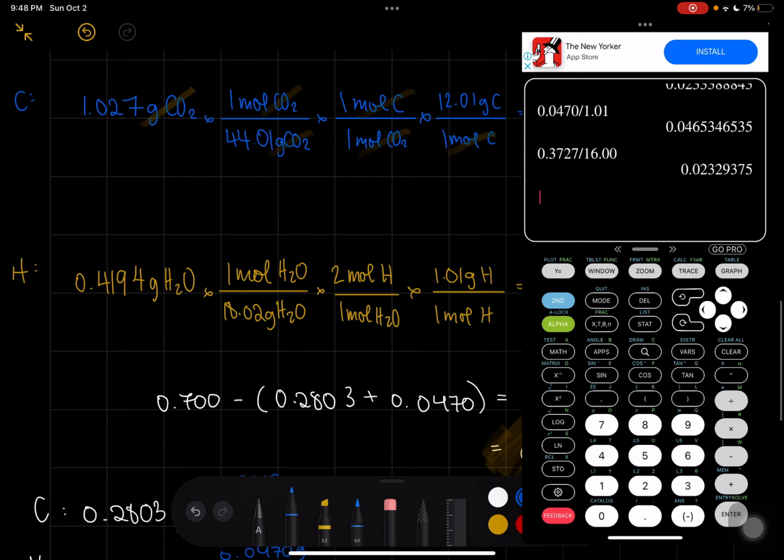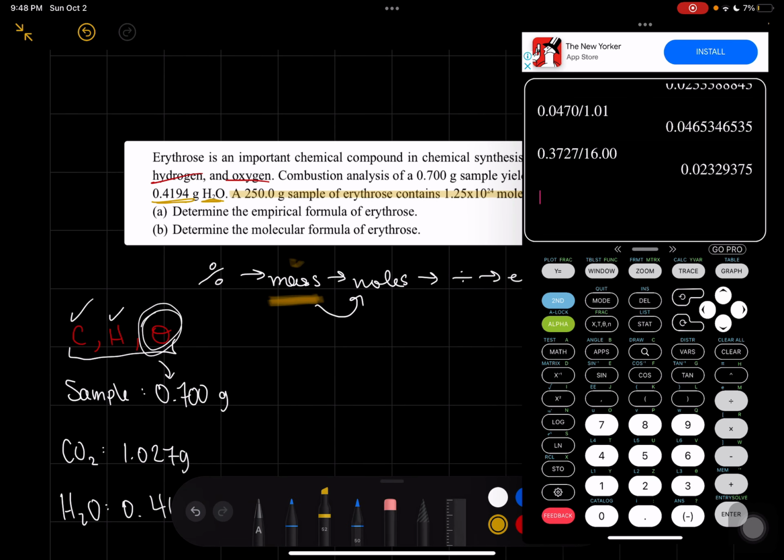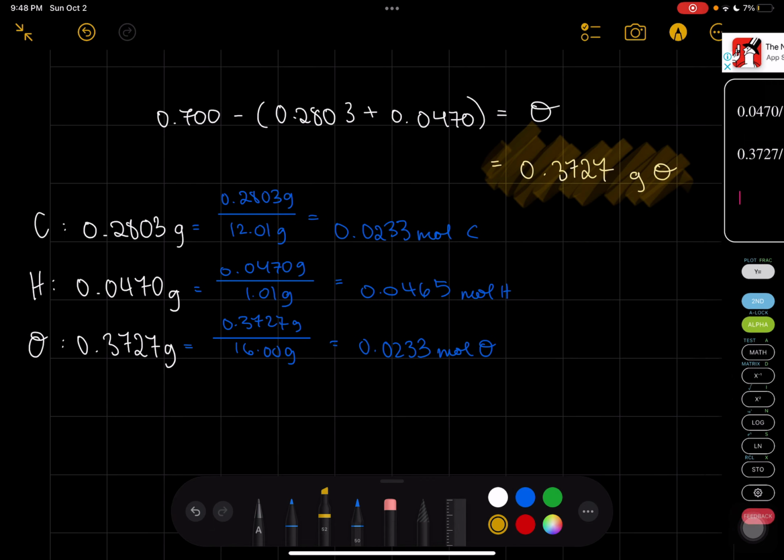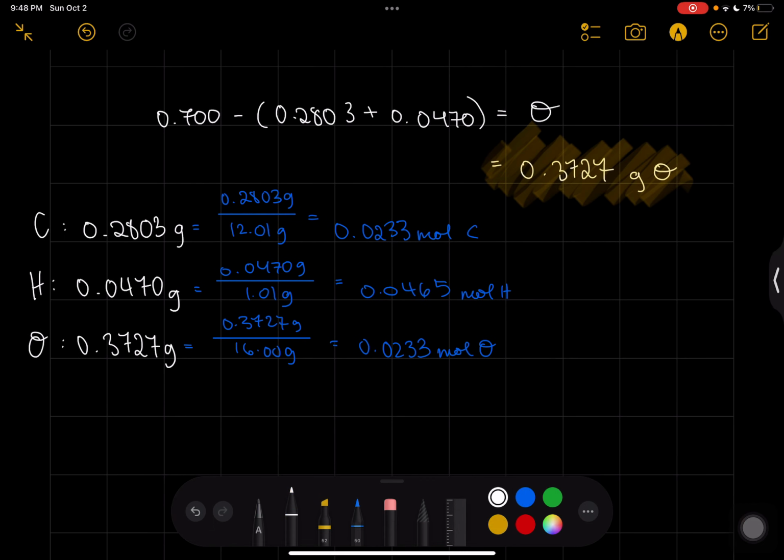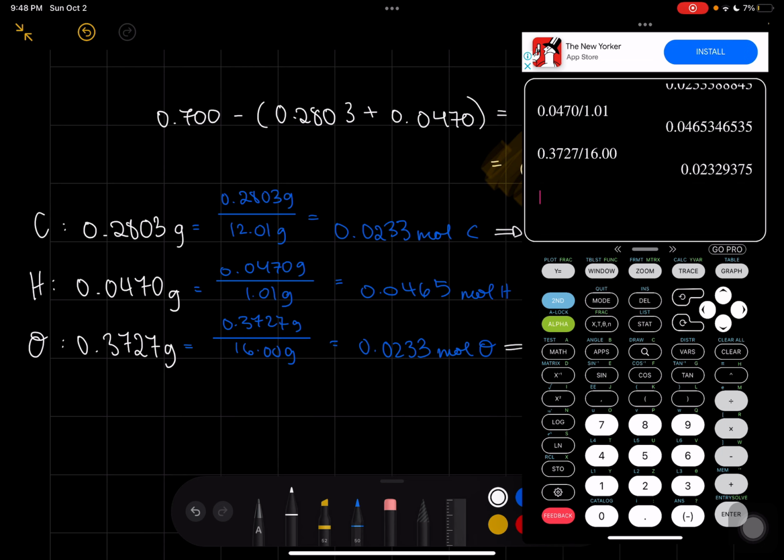Now we've completed this step. Now we have our divide by the least step. So which one of these has the smallest number of moles? These two are the same actually. So it seems like they have a 1-to-1 ratio. This is probably going to be 1, and this is going to be 1 as well, because they have the same number of moles.